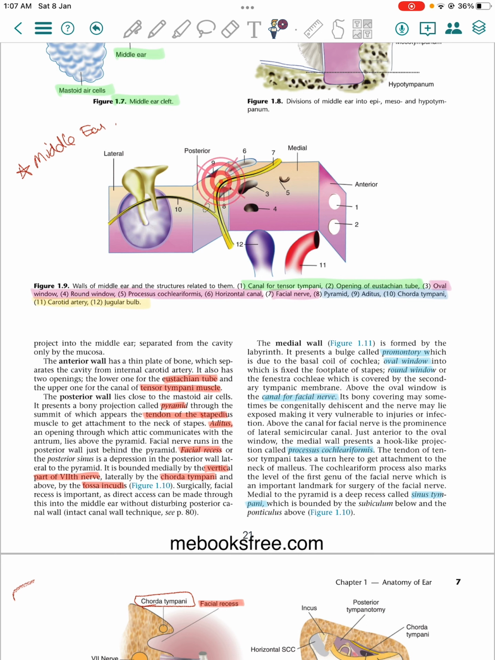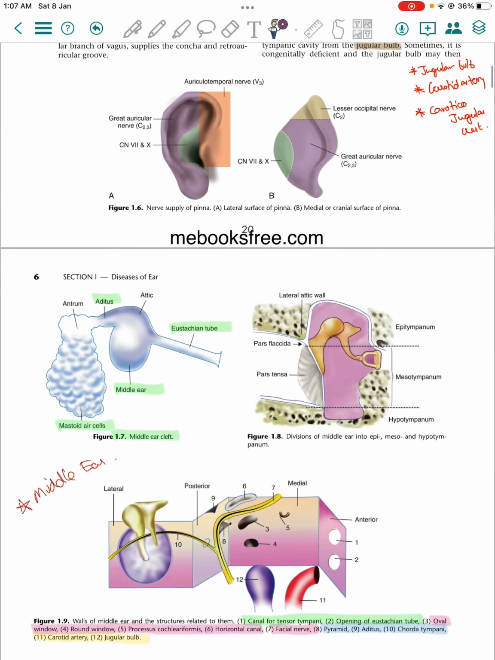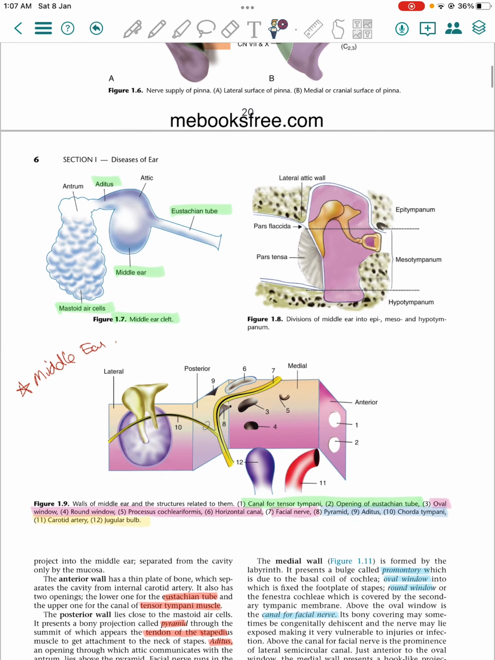Then let's go into the posterior wall. This is the posterior wall. It contains a pyramid, which is giving rise to a muscle known as the stapedius muscle, which attaches to the stapes. Then you can see this is the aditus. Okay, aditus. This is the opening for the aditus present in the posterior wall.